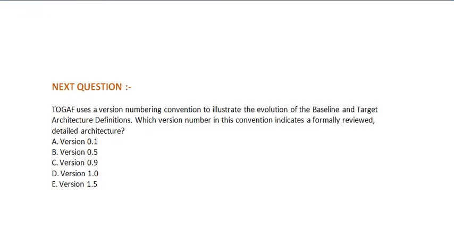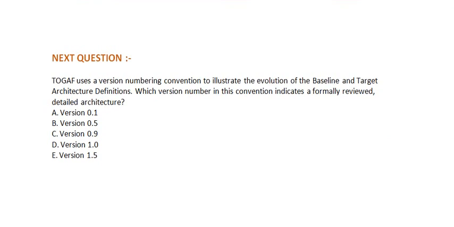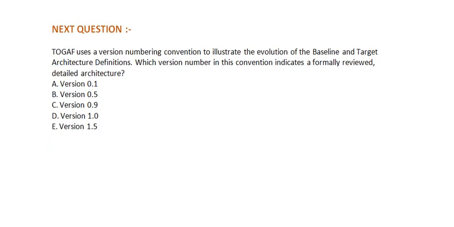Today's questions are, TOGAF uses a version numbering convention to illustrate the evolution of the baseline and target architecture definitions. Which version number in this convention indicates a formally reviewed detailed architecture? Option A, version 0.1. Option B, version 0.5. Option C, version 0.9. Option D, version 1.0. And option E, version 1.5. The correct answer is option D.